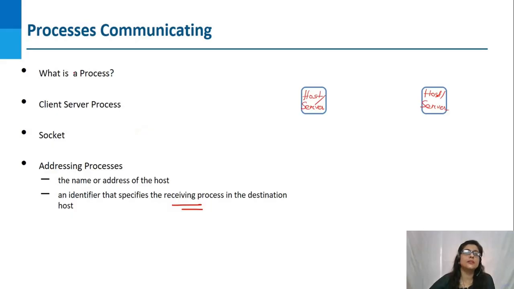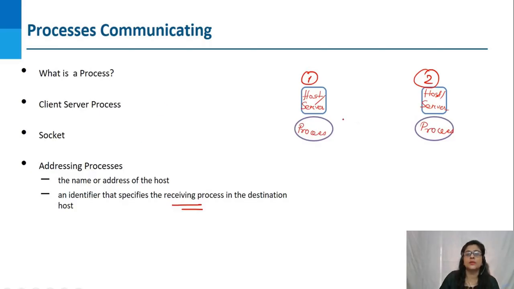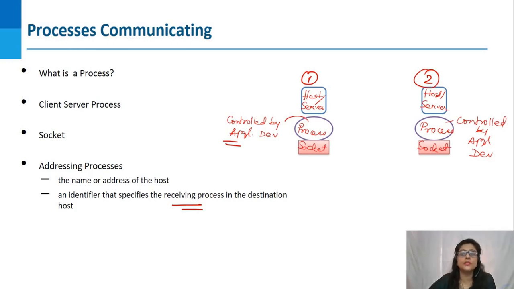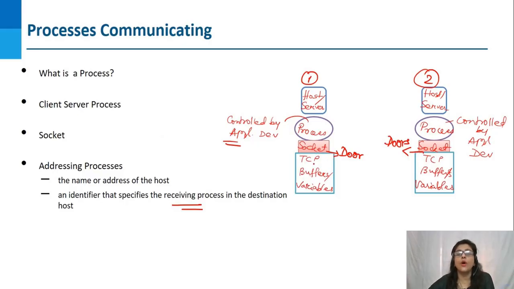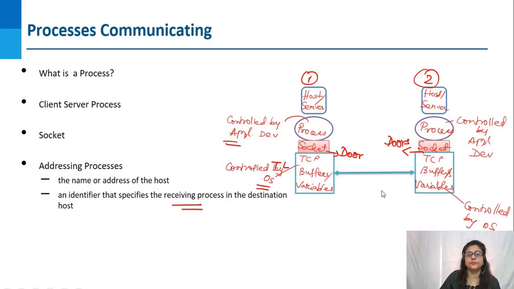Let's consider the diagram for processes communicating. We have the host or the server here. This is 1 and this is 2. And we have the processes running in the 2 computers. These processes are basically controlled by the application developer. From the process, there should be a socket or the door, as we have discussed, in both the computers, which connects to the TCP layer or the transport layer. So this is basically controlled by the operating system. We have the TCP buffers or the variables in both the computers. So communication between different processes of 2 computers is done at the TCP layer or the transport layer over the internet.